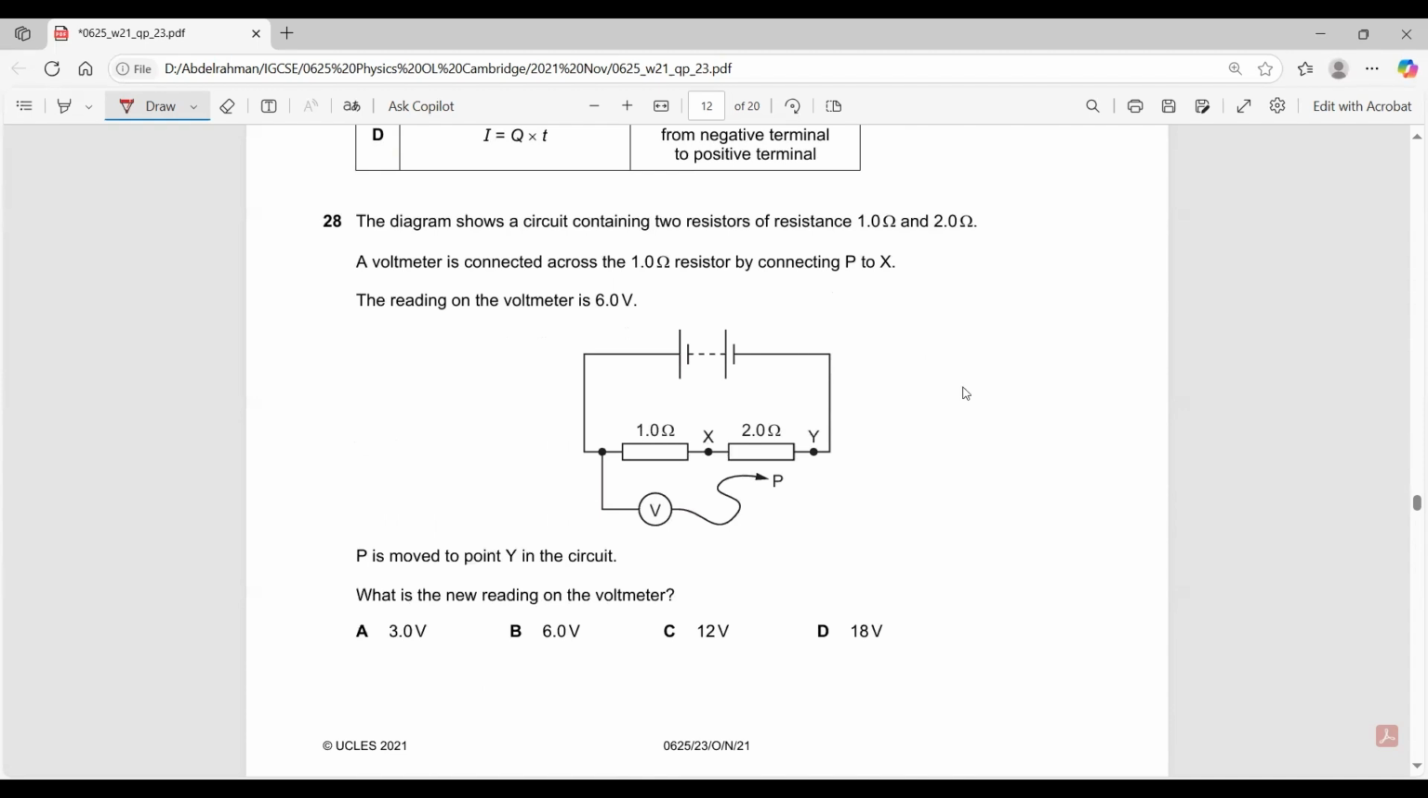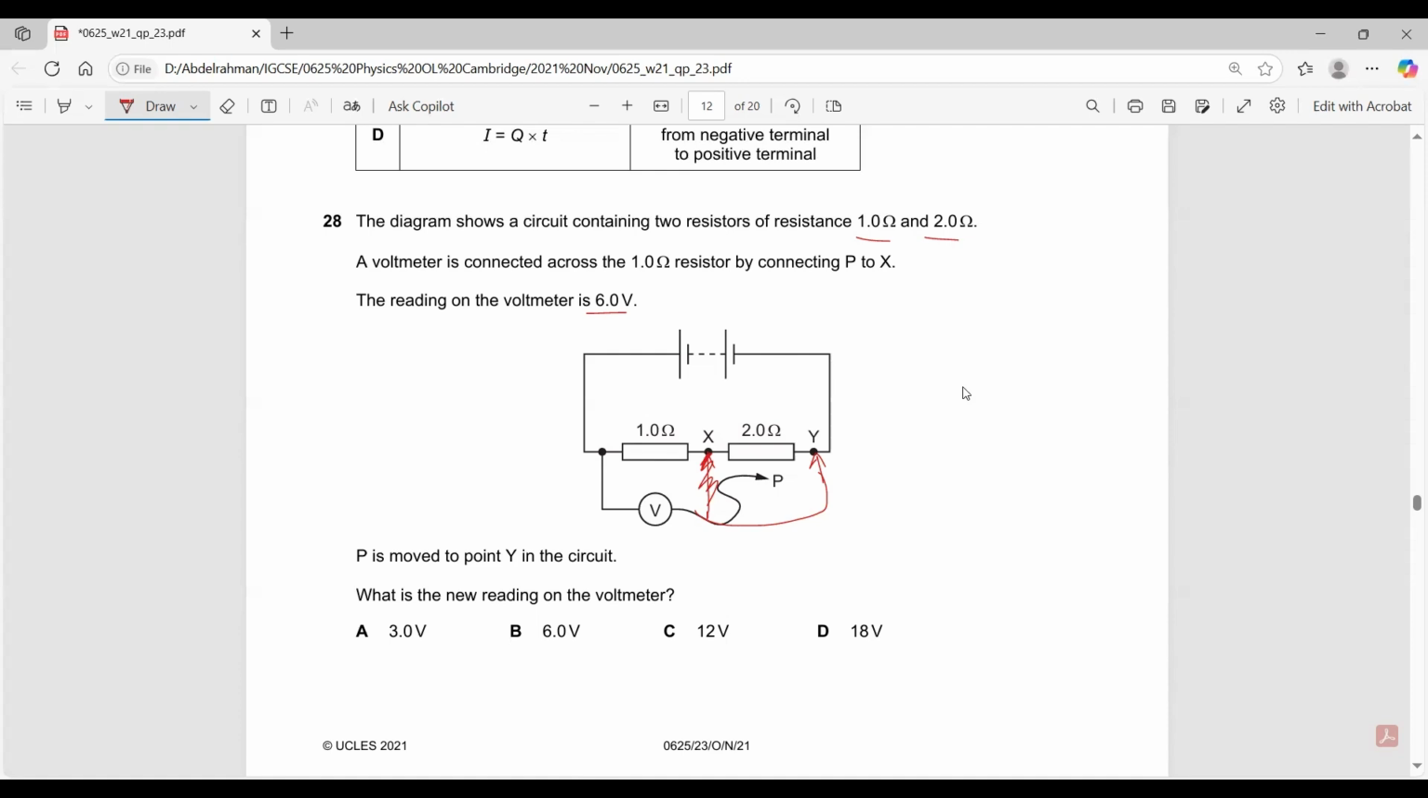Diagram shows a circuit containing resistance 1 ohm and 2 ohms. The voltmeter is connected at X, and the voltmeter reads 6 volts. When P is moved to position Y, instead of being at X, can I find the new reading on the voltmeter? Yes, I can. Some of you might say, well, you have doubled the resistance and therefore the potential difference would be doubled. So it's 12, which would be a wrong answer.